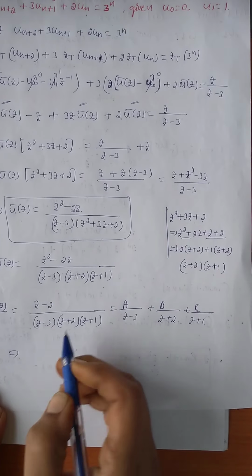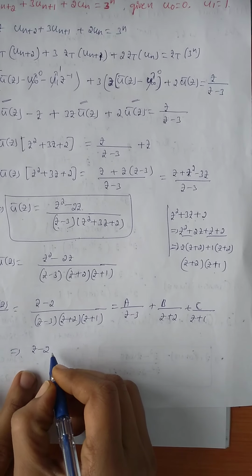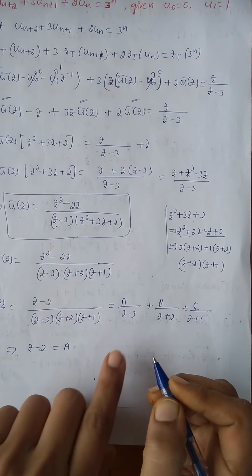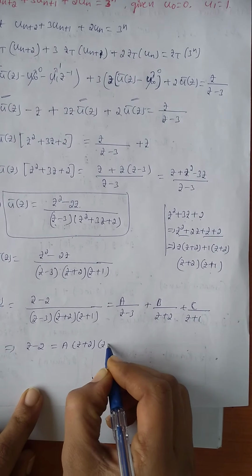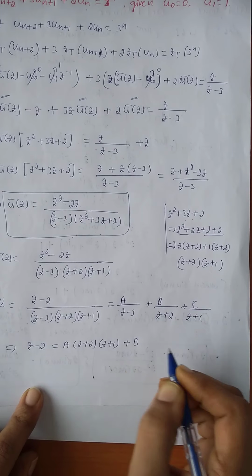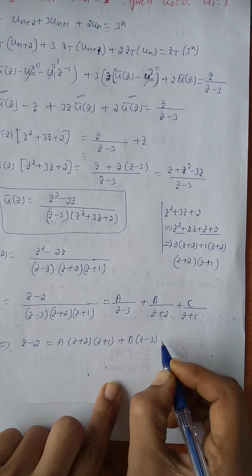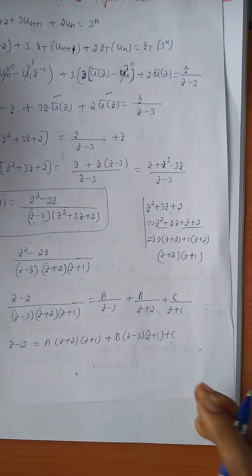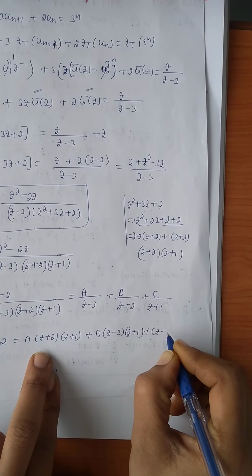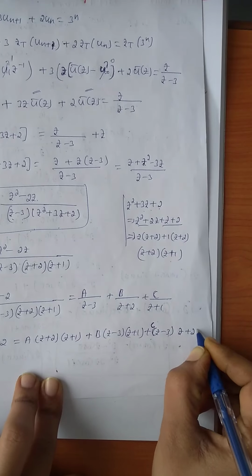So after taking LCM, this term we can write as partial fractions. z minus 2 is equal to A into the denominator z minus 3, the remaining is z plus 2 into z plus 1, plus B, the denominator is z plus 2, the remaining is z minus 3 and z plus 1, plus C, the denominator is z plus 1, the remaining terms are z minus 3 into z plus 2.